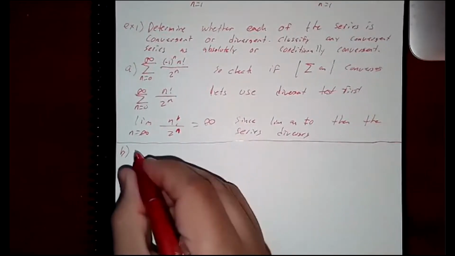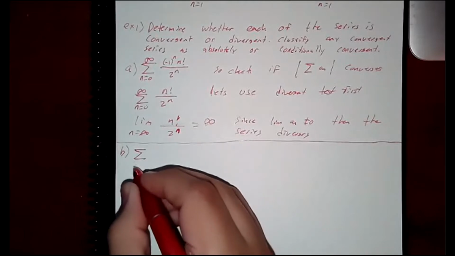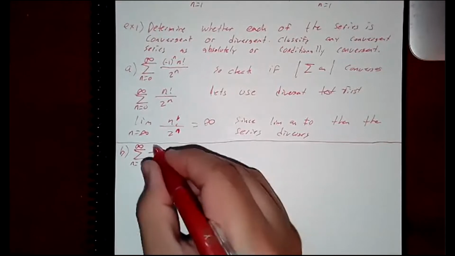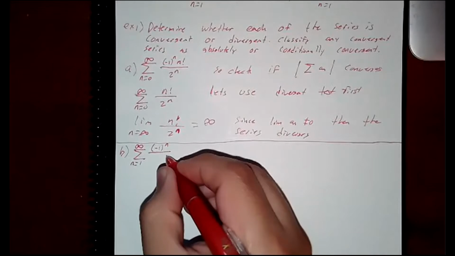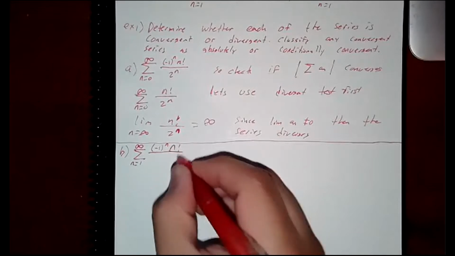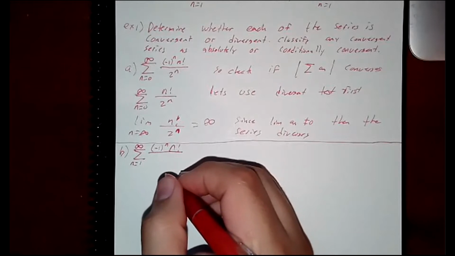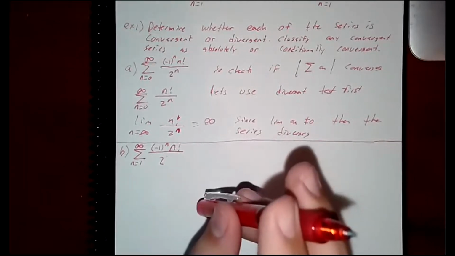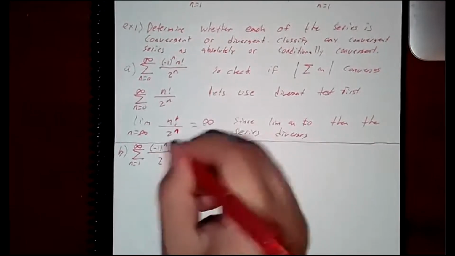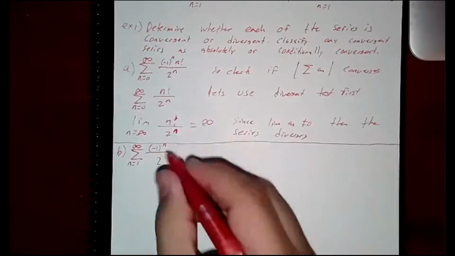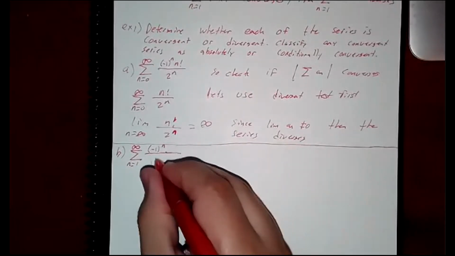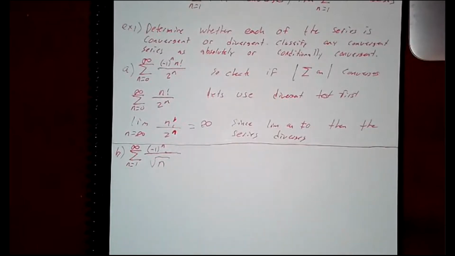Okay, part B. The series is negative 1 to the n over square root of n.